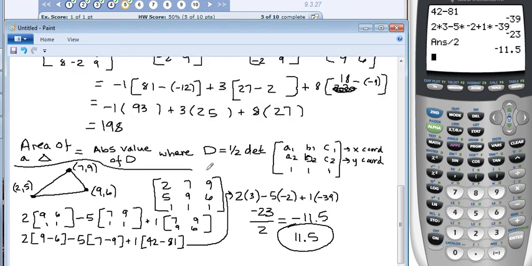So to review this, you set up your 3 by 3 matrix using your x coordinates going clockwise from some point, your y coordinates starting with the same point going clockwise. These are all ones. You figure out what the determinant of your matrix is, here negative 23. Then we take it in half. Then we take the absolute value. Okay?